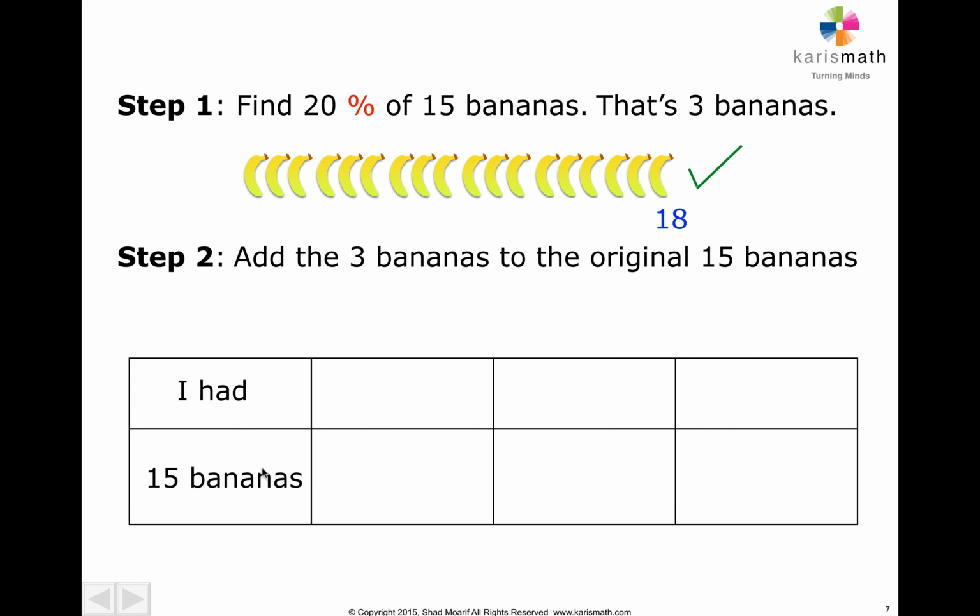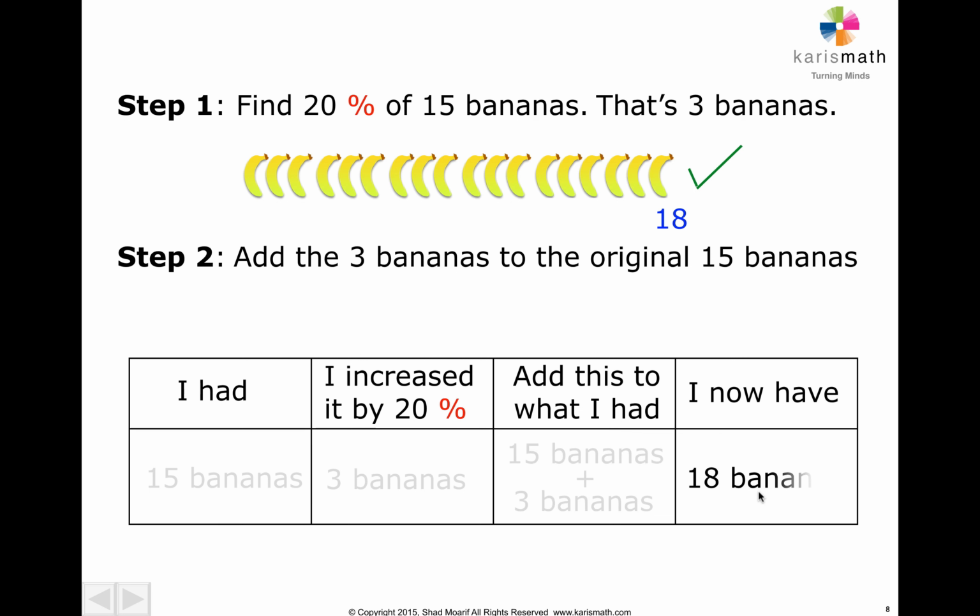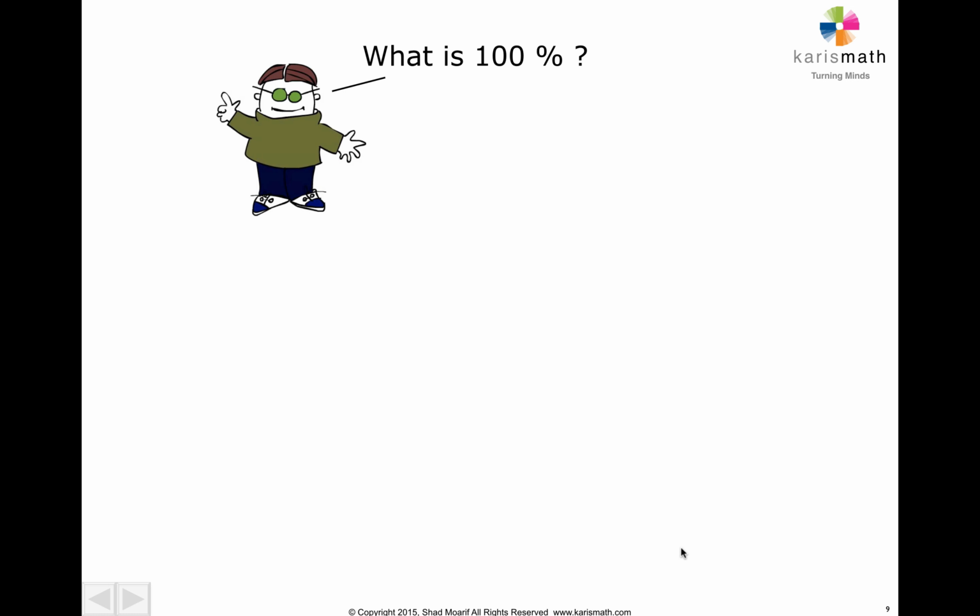So let's start with this here. Show it on a grid like this. It'll look like this. I had how much? 15 bananas. I increased it by 20%. So take 20% of 15 bananas, which means 20% is 0.2 if you want to do it in decimal. Multiply the 2 and you get 3 bananas. So add this to what I had, 15 and 3, add the 2 together, and I now have 18 bananas. There, that's the way we show it on a grid.